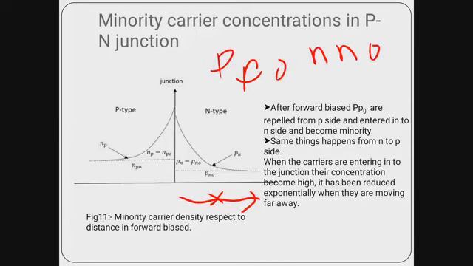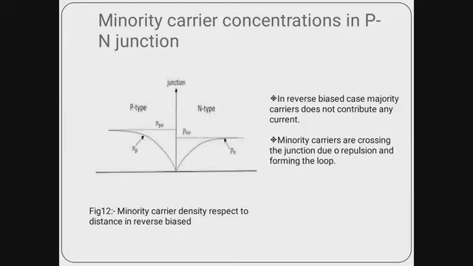Here in this previous diagram, Pn is denoted the minority carrier of n-type, which are basically holes. Similarly, Np is denoted the minority carriers of p-types, which are basically electrons. Similarly, in case of reverse biased, Pn is nothing but the number of holes on n-type bead, and Np is nothing but the number of electrons in p-type bead.